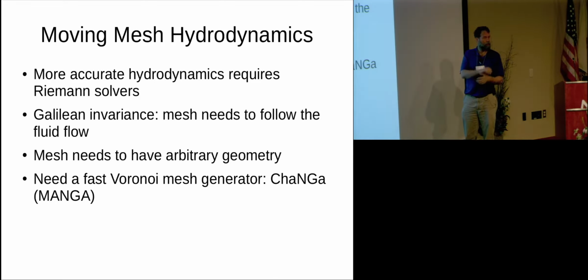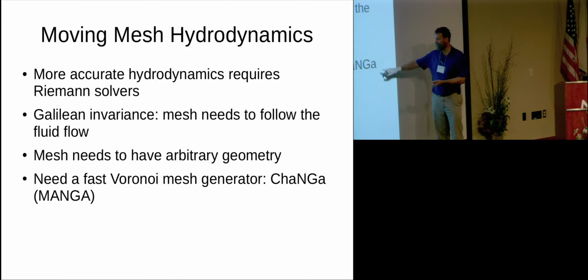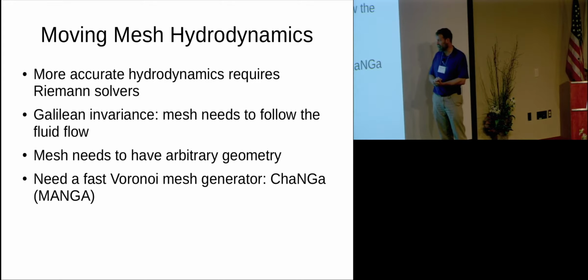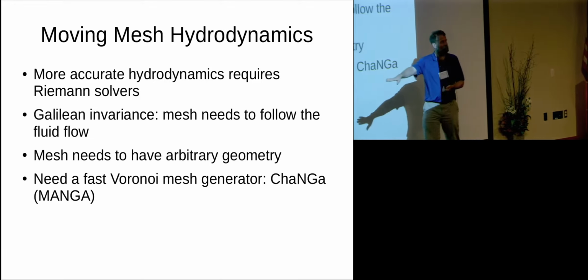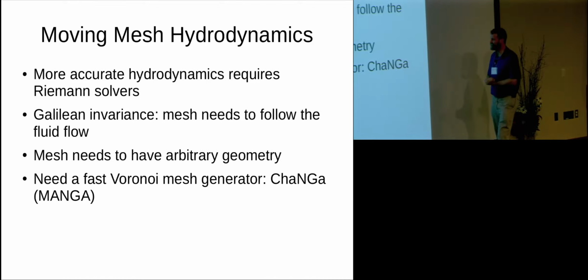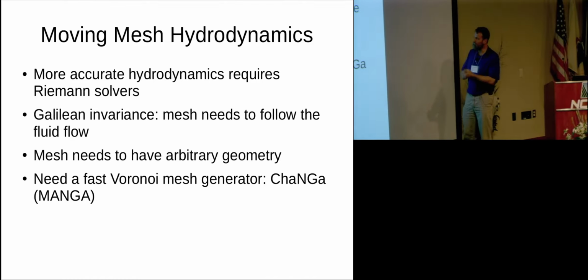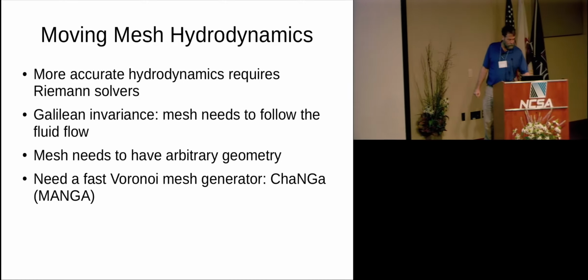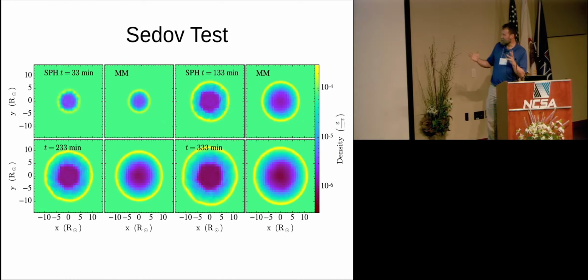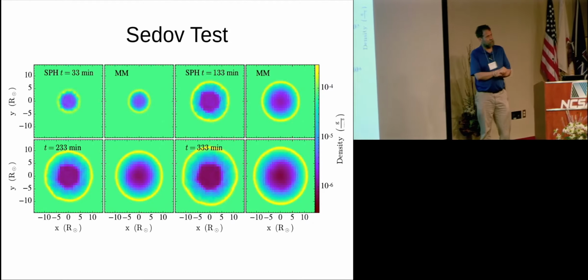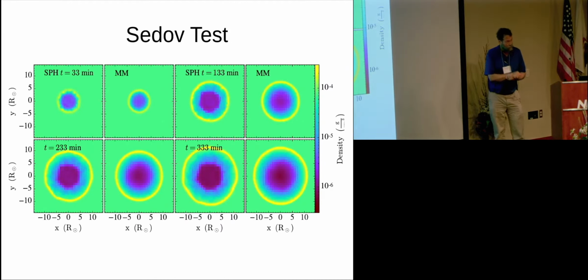Voronoi mesh is one way to generate a mesh with arbitrary geometry, and so we have added a Voronoi mesh generator to ChaNGa, and we're calling this new code ChaNGa to emphasize that this is now a moving mesh hydrodynamic solver. And not just some test images. This is work actually by Phil Chang, who's from University of Wisconsin, Milwaukee, who essentially just picked up the code off our website and started working with it.